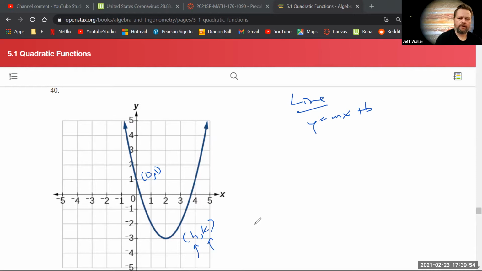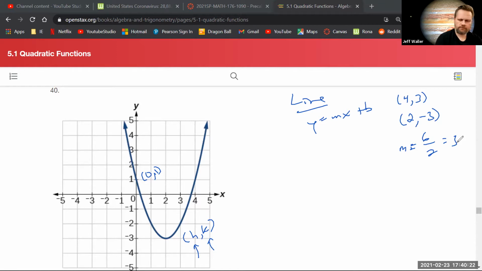All right. Now, for this line, if I told you it goes through the point (4, 3) and (2, negative 3), you could figure out the slope. The slope: 3 minus negative 3 is 6, and 4 minus 2 is 2. So I get a slope of 3, right?